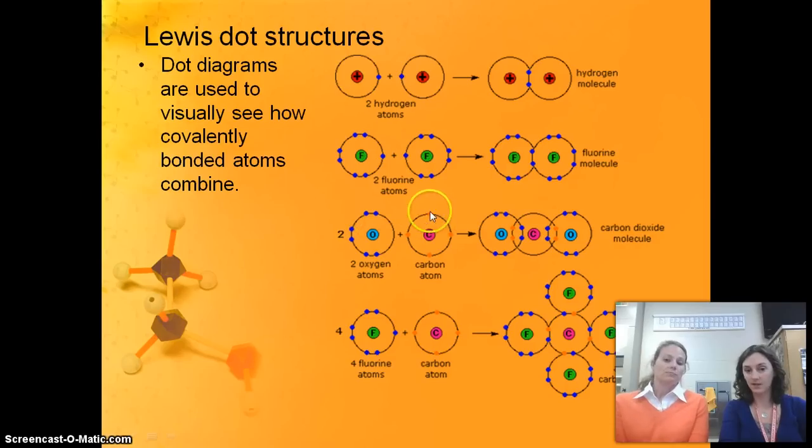You can see carbon has 1, 2, 3, 4. So they're all spread out right now. But it needs to pair with 2 oxygens. And so over here, you can see we've just moved the carbon electrons over so that now we can share with oxygen. So we'll be moving the dots around.